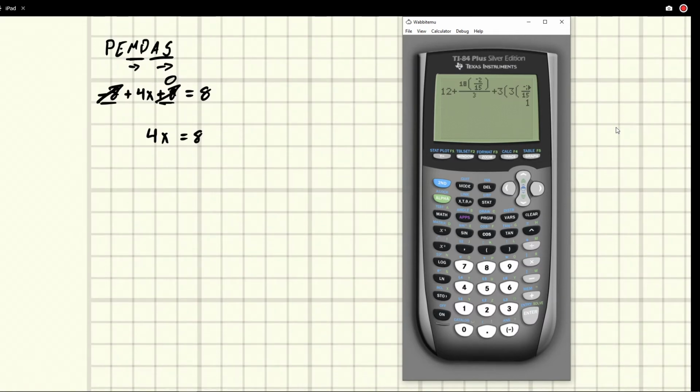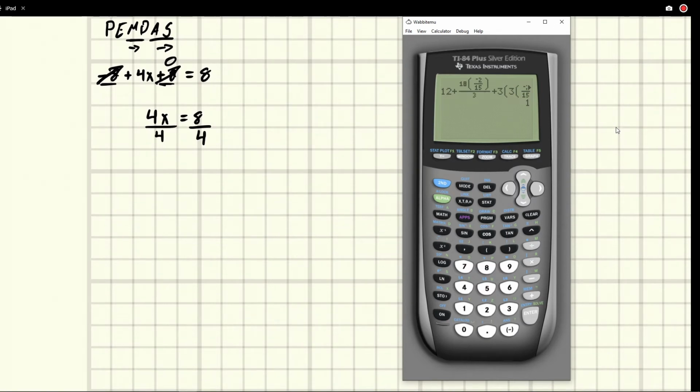And now we say, well, x is being multiplied by 4, and we want to get the x all by itself. So we know that the opposite of multiplication, or its inverse, is to divide. So if we divide by 4, this will make it 1, and 1 times x is just x. So that's why we're going to divide by 4. We have to do it to both sides, because if we only do it to one, that's not equal. We have to maintain equality. So this becomes 1. 1 times x is just x, and 8 divided by 4 is just 2. So this would be our x value.